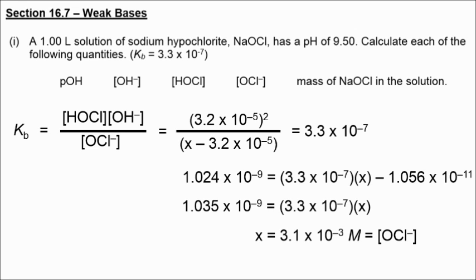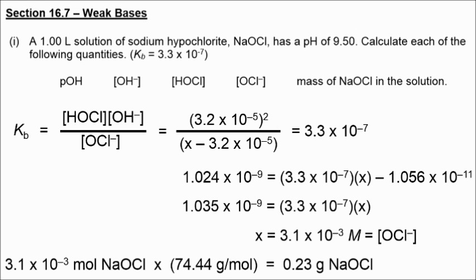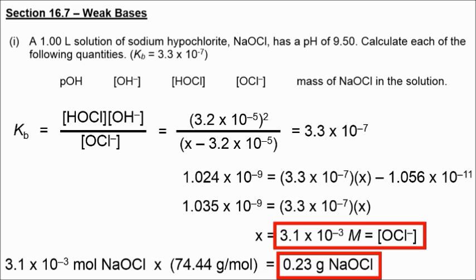We are in a 1 liter container, so we have 3.1 times 10 to the negative 3 moles of sodium hypochlorite that was used to make this solution. How do we convert from moles into grams? Well, the 74.44 just came from the molar mass of sodium hypochlorite. So our answer for mass of NaOCl in the solution is 0.23 grams.